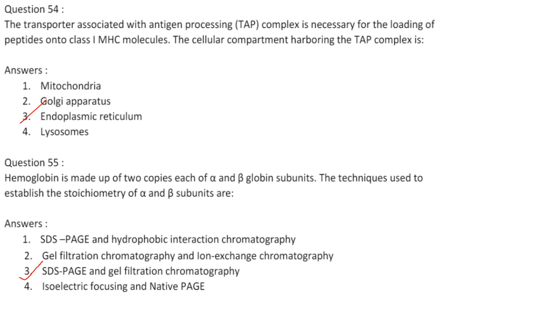Answer is option 3. Through SDS-PAGE, you can come to know the subunits when you are using beta mercaptoethanol along with SDS-PAGE, and then gel filtration chromatography, you will get the native state of the hemoglobin molecule without any denaturation.